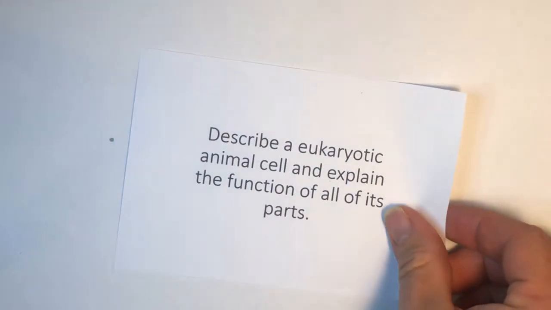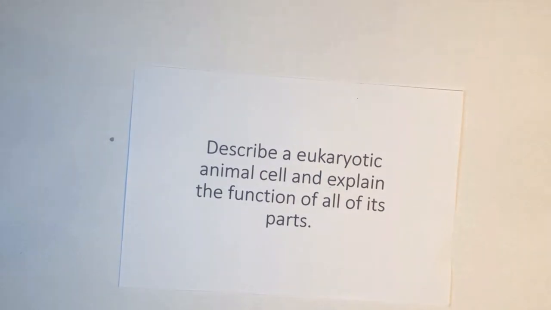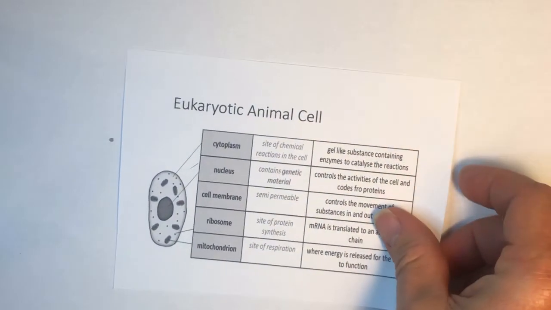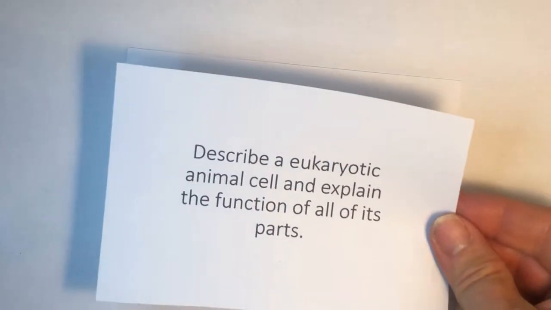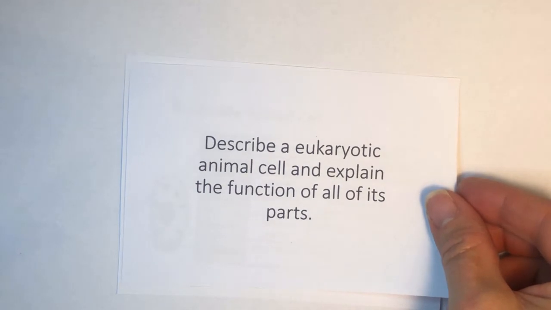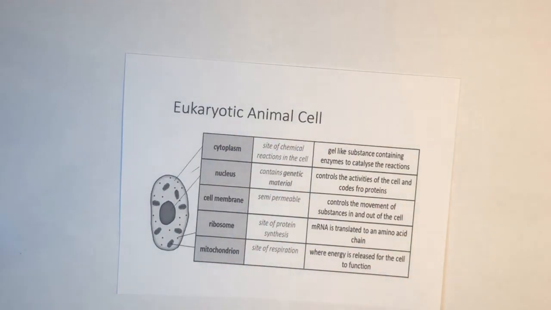So the first question is, describe a eukaryotic animal cell and explain the function of all of its parts. Now this is a flashcard that would be a very good idea to create, so that you can have a reference point every single time you're trying to answer this question. This is then what you need to be able to do.